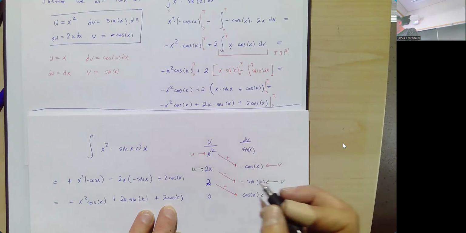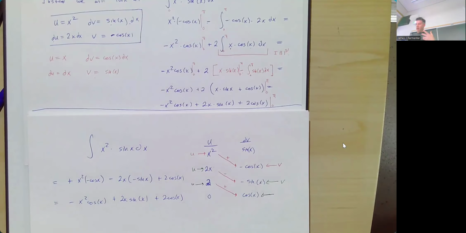So that's kind of how this is working. Every step, you're just getting the next u and v and multiplying them together. And in this type of example, you're going to run out of u's eventually because the derivative of u, if you keep taking it, is eventually 0.